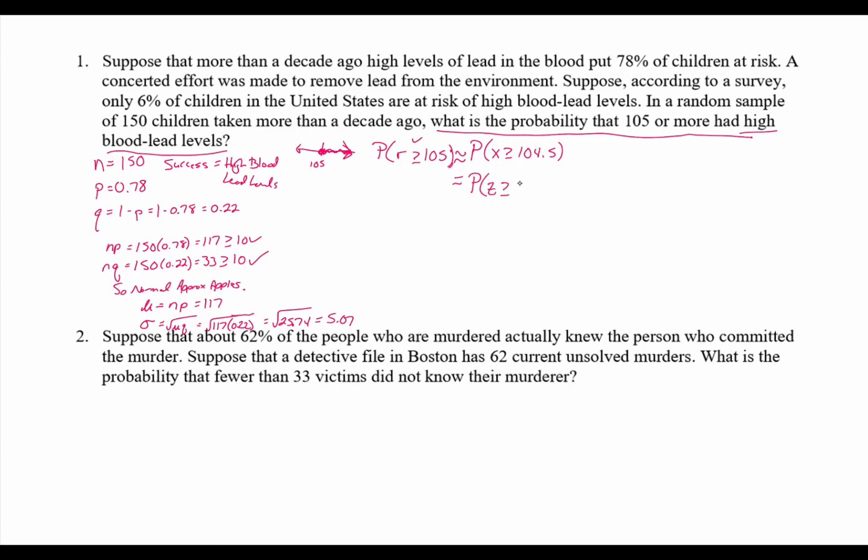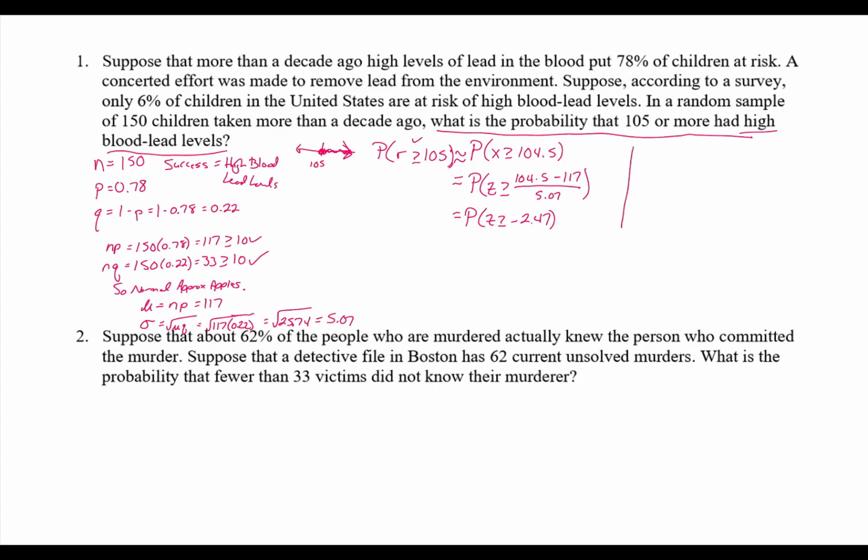So z is greater than or equal to, now we're using that z-score formula. So our data value of 104.5 minus our mean of 117 divided by our standard deviation of 5.07. So that gives us the probability that z is greater than or equal to negative 2.47.